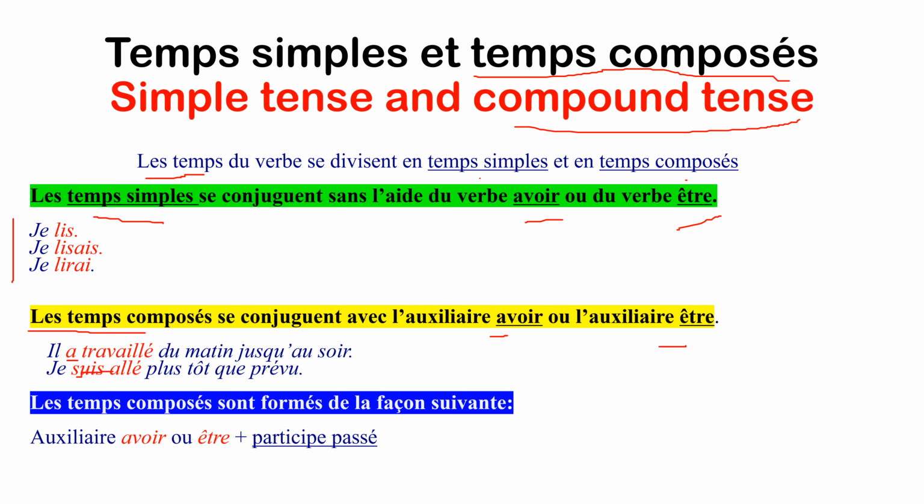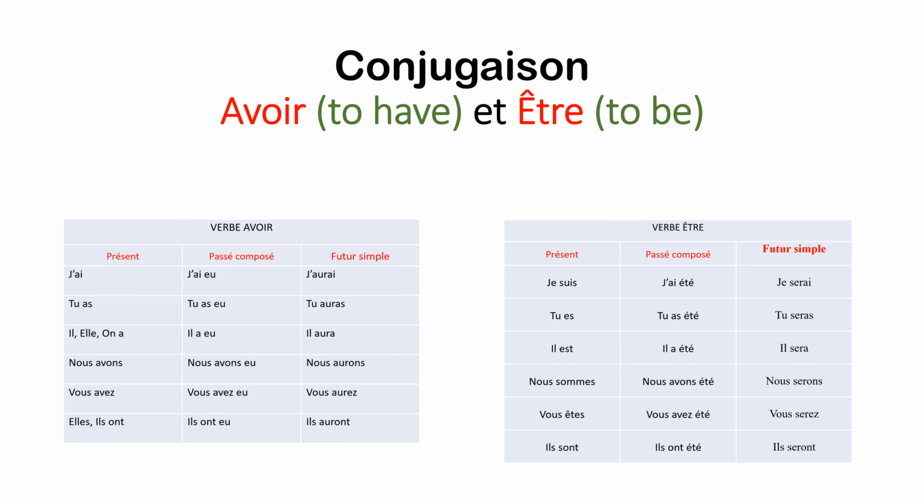Je suis allé plus tôt que prévu. Suis is from the auxiliary être. We are using it as a helping verb in our sentence. Je suis allé. Therefore, it is a compound tense, un temps composé. Okay? Now, how do we have temps composé? Very simple. We take auxiliary avoir ou être and we add the participe passé, the past participle.